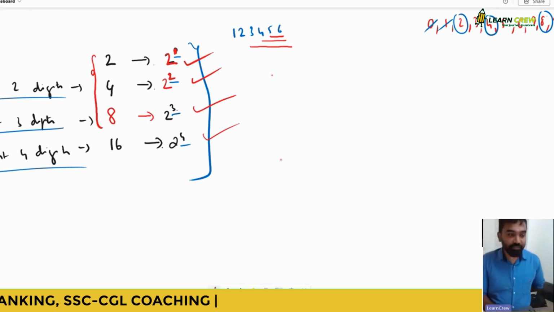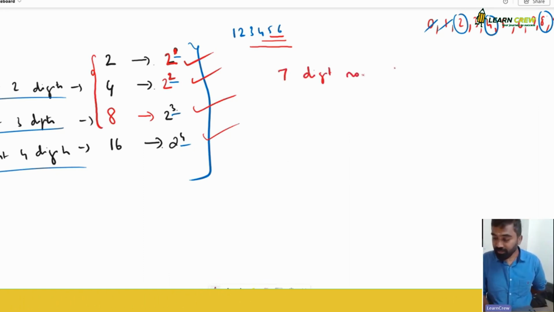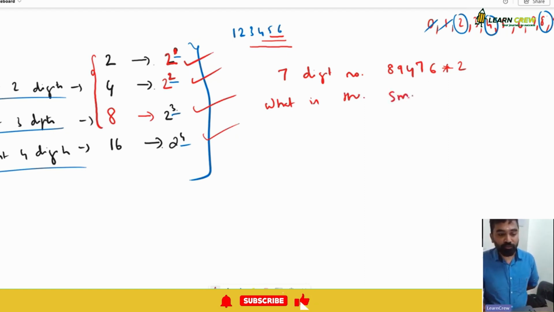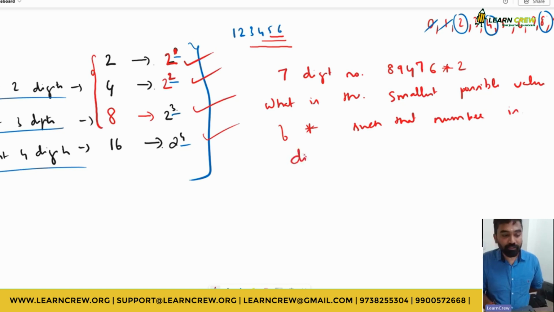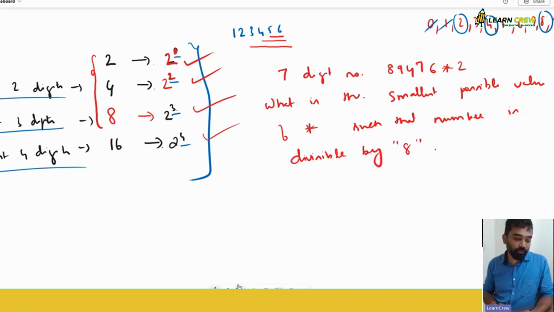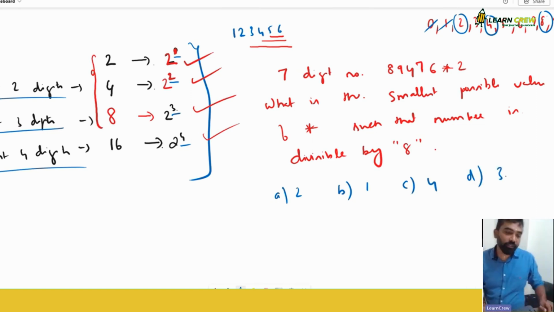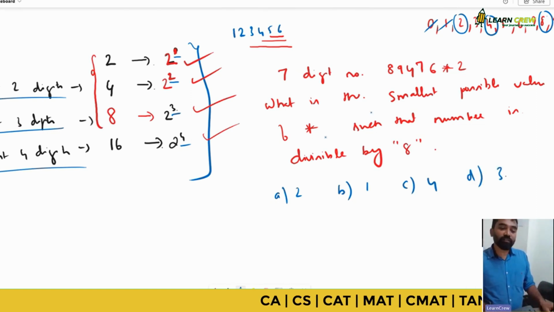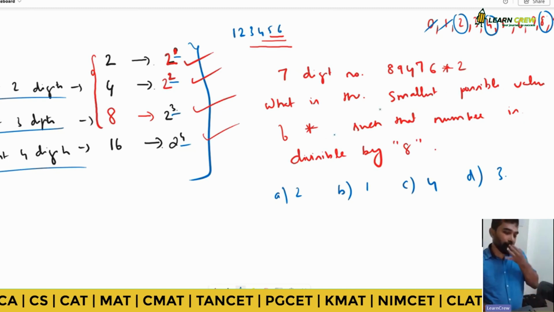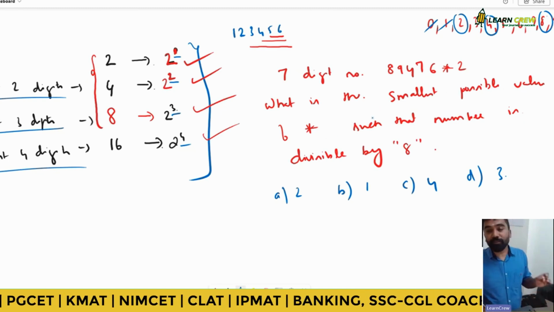Take this. In a 7-digit number 8947 6*2, what is the smallest possible value of star such that the number is divisible by 8? Options are given; these are the 4 options. There is a 7-digit number 8947 6*2. What is the smallest possible value of star such that the given number is divisible by 8?